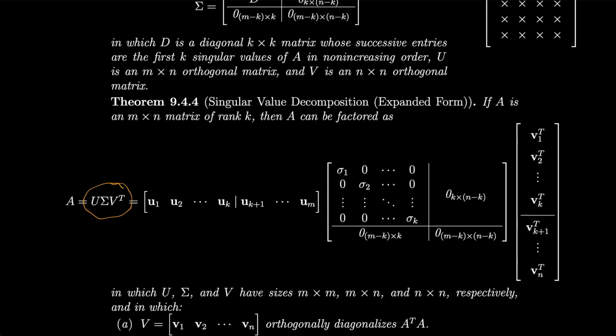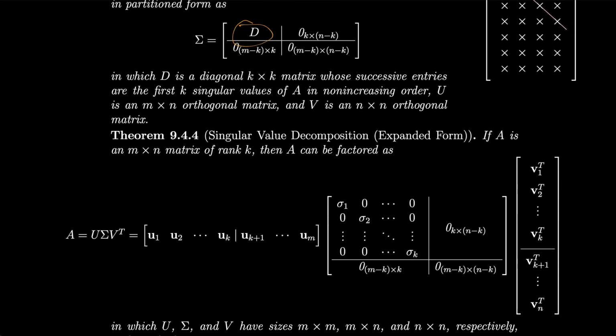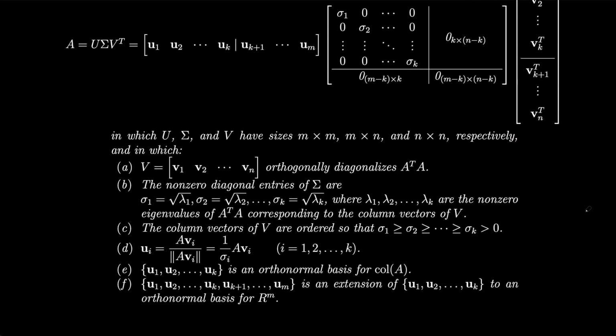We have U sigma V transpose, so this is the matrix U. This is the matrix sigma. Here we have all of the singular values along this shorthand D, and then these are all just zero matrices. And we multiply by V transpose. So that's why we get this vertical matrix right over there. So V equals v1 through vn orthogonally diagonalizes A transpose A.